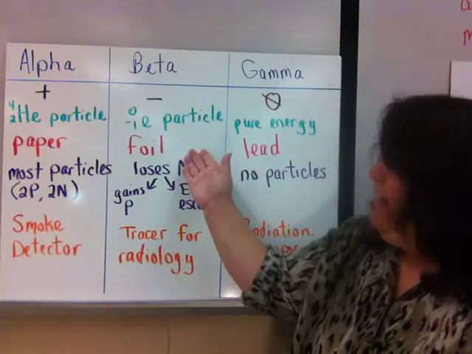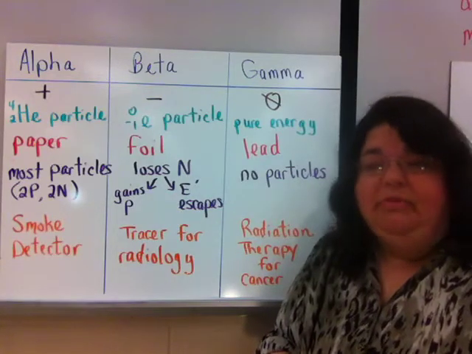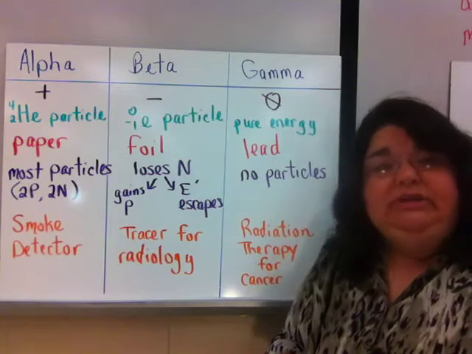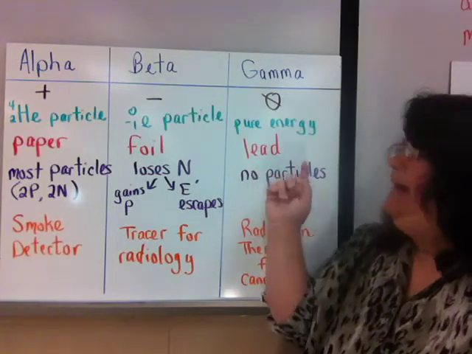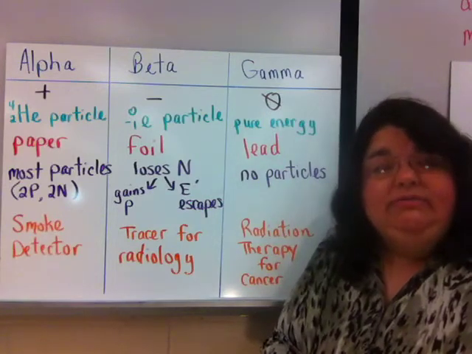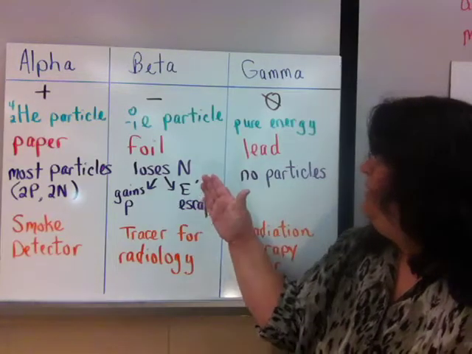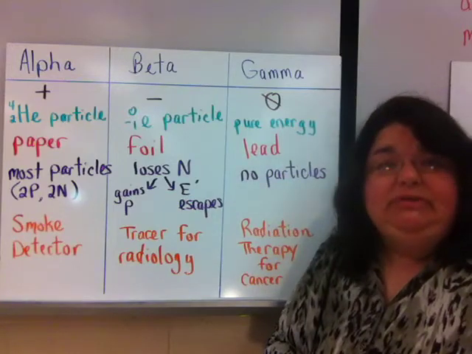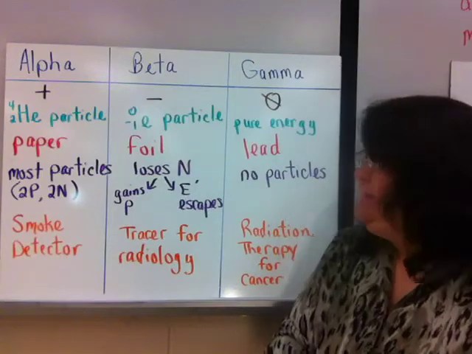Now, beta decay can be stopped with a couple of centimeters or millimeters of foil. So like your sheet of aluminum foil could protect you from beta decay. Gamma radiation requires several centimeters of lead before it can be stopped. So paper, foil, lead, that means that gamma radiation has the greatest penetrating power and alpha decay has the weakest.